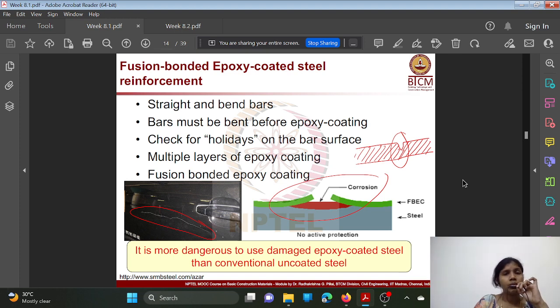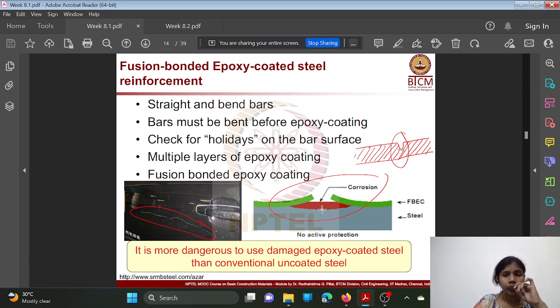So see, this fusion bonded epoxy coated steel reinforcement can be available in straight and bent bars, but the bending should happen before the coating, so bars must be bent before epoxy coating. And check for holidays on the bar surface. Holidays are nothing but the black micro holes on the surface, and check for multiple layers of epoxy coating, and the coating should be fusion bonded epoxy coating.